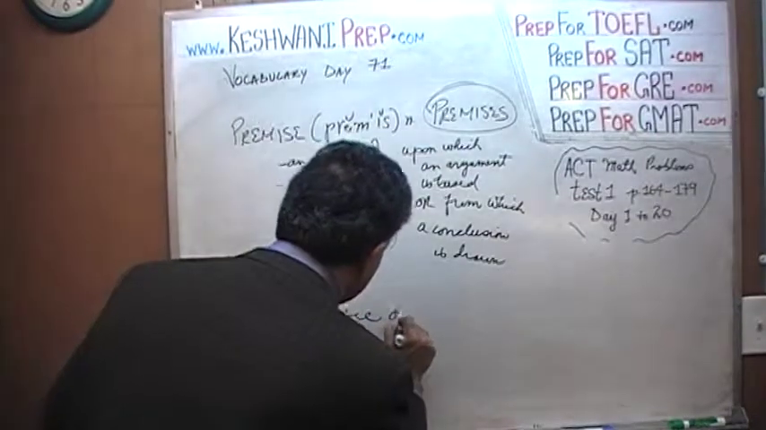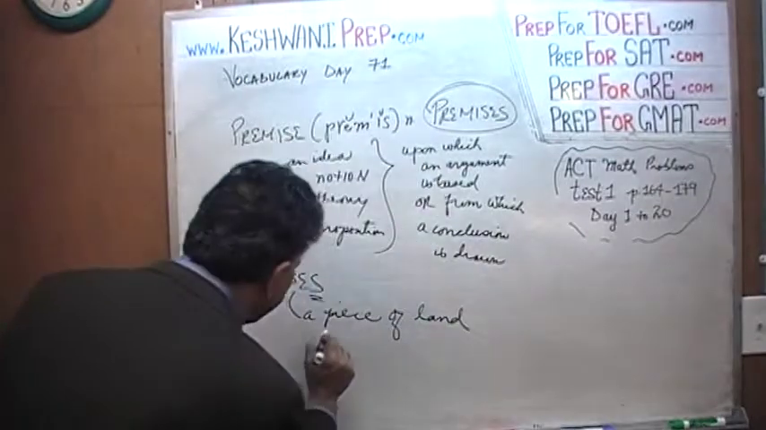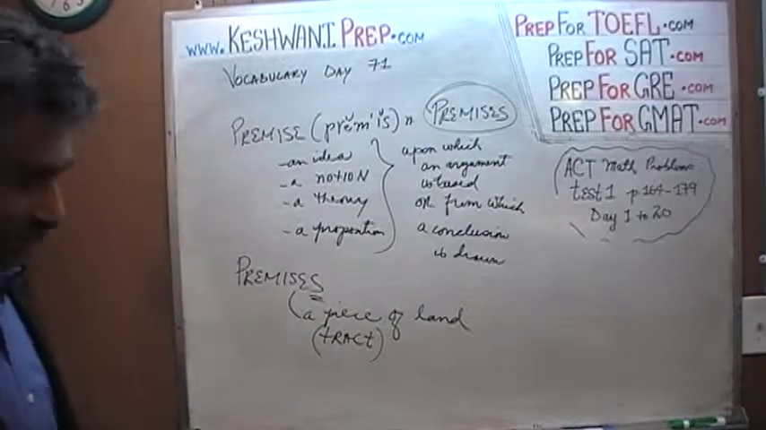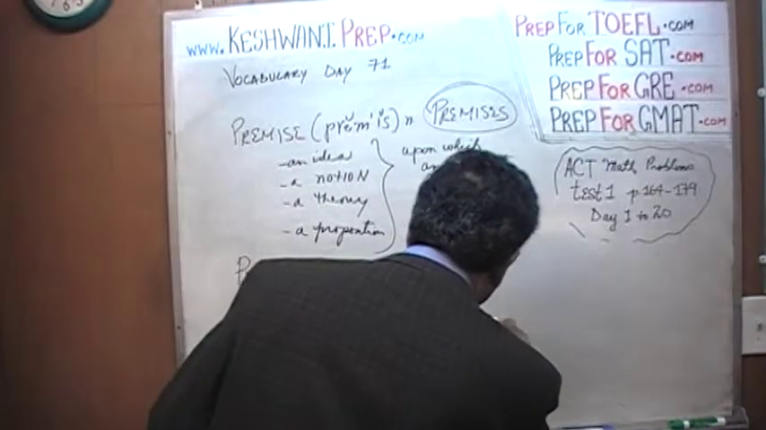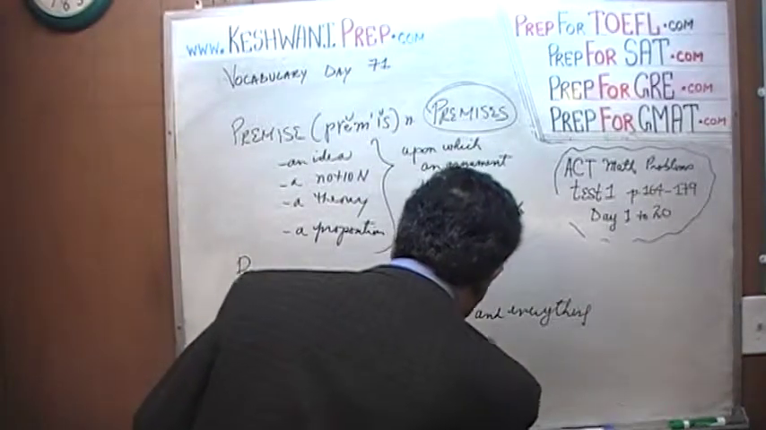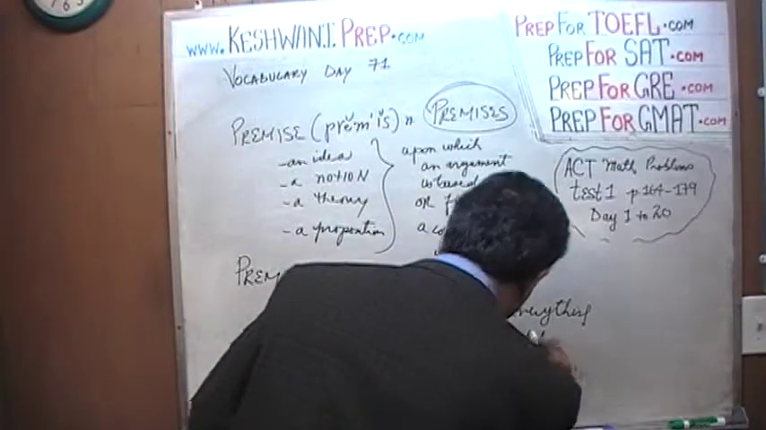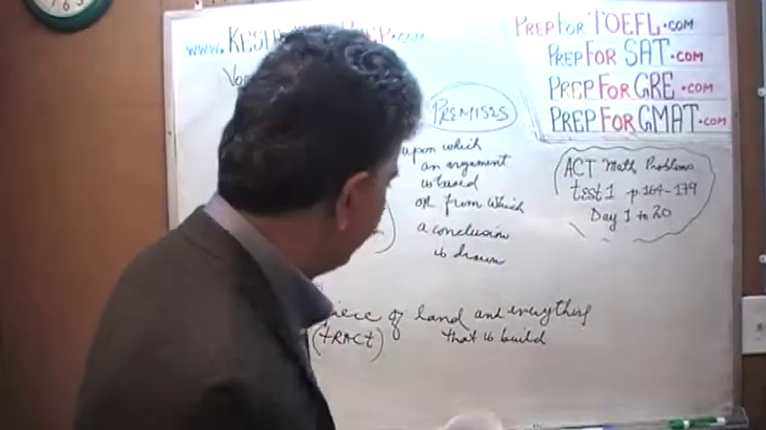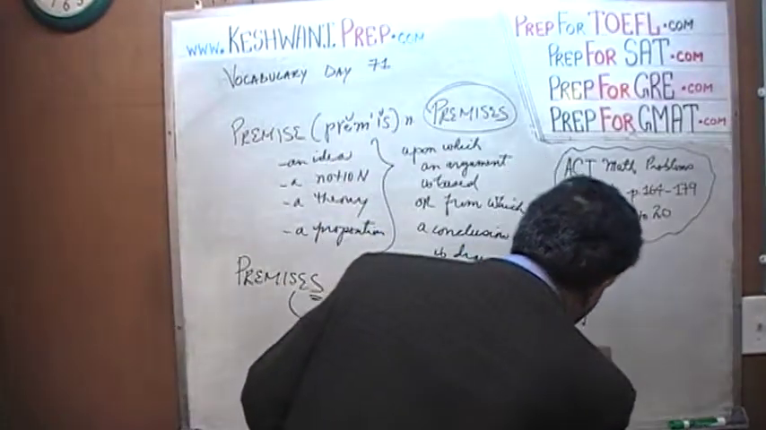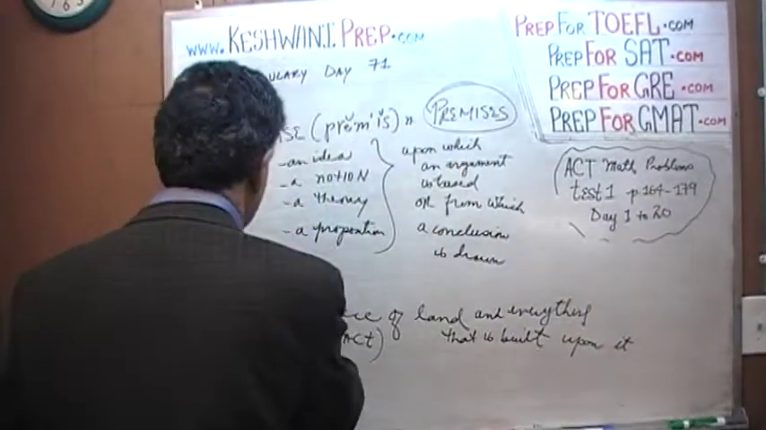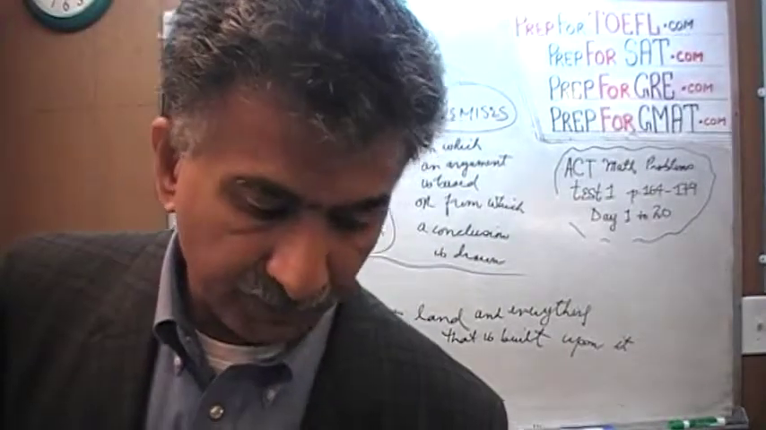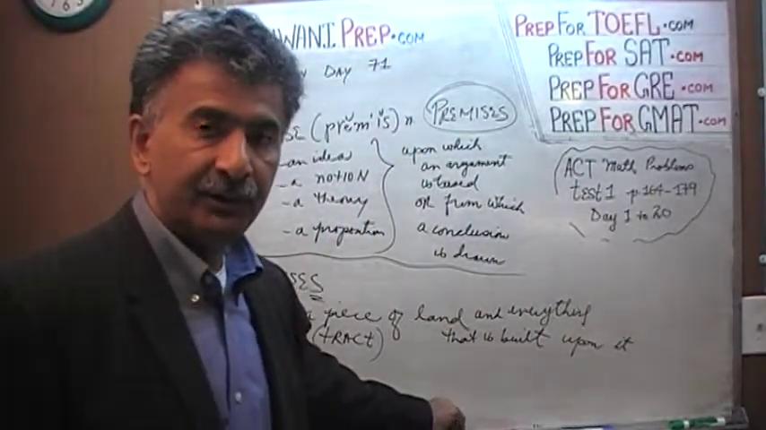What is a premises? A premises is a piece of land, or if you like, instead of saying piece of land, you can say a tract of land, which means a piece of land and everything that is built upon it. So here you would say premises is a piece of property, a piece of land, a tract of land, and everything that you see on it.